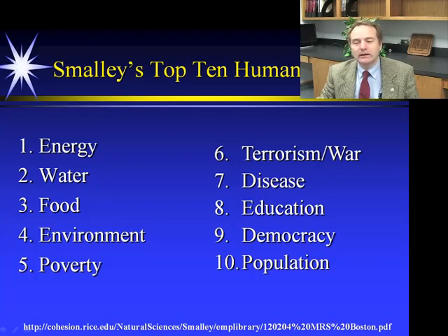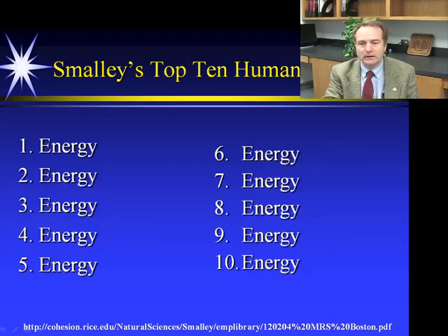In order to cure disease, it takes energy to be wealthy enough to cure disease. Education also takes wealth, which implies energy. Democracy takes a well-informed public, which means you have to have wealth and hence energy. And then the population, it turns out that the wealthier you are, the fewer people that you have, your population growth slows. So basically what he's saying is that the top 10 human problems all relate to energy.